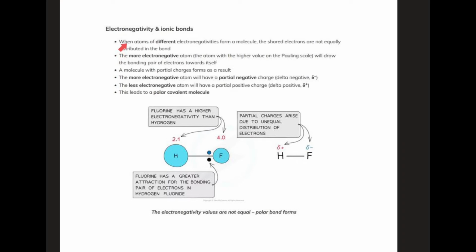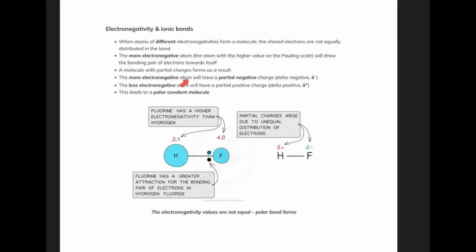Okay, so let's see. The more electronegative atom, the atom with the higher value on the Pauling scale, will draw the bonding pair of electrons towards itself. A molecule with partial charges forms as a result. So they form a polar covalent molecule. The difference is 1 point something, 1.9. Almost ionic already, this one. Almost ionic. So it's a polar covalent molecule.